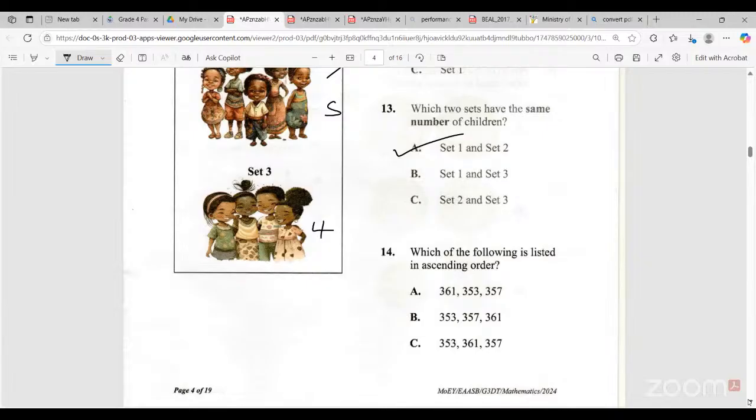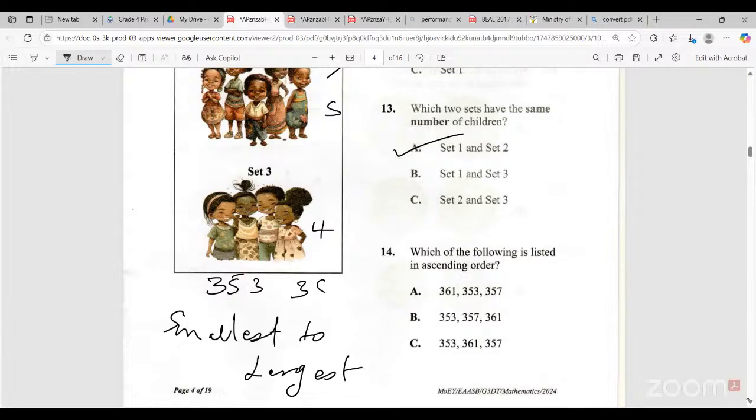All right, let me tell you what ascending means, guys. Ascending means from the smallest to the largest. So let's look at the numbers. We have 353, 357 and 361. The smallest one would have been 353, then 357, and 361. So that would have been B.